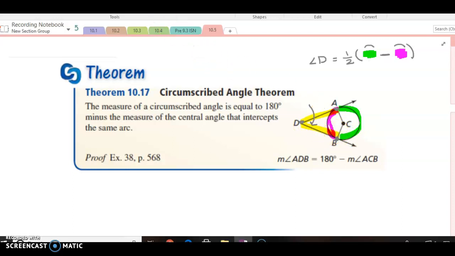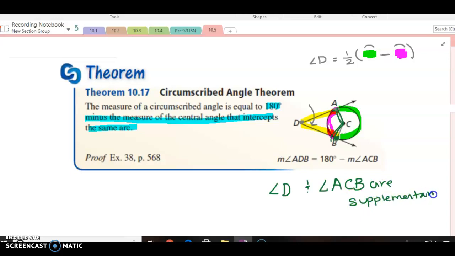Now, there's also another cool factor with angle D. This theorem tells us about it. A circumscribed angle is equal to 180 minus the measure of the central angle that intercepts the same arc. I don't like the way Big Ideas words that, so I'm just going to write here that angle D and angle ACB, so if A and B are the points of tangency and we connect those with C, that'd be that central angle. They are supplementary. They add up to 180.